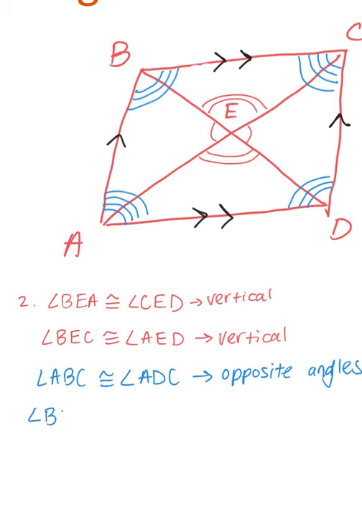Angle BCD is congruent to, you said BAD? Yeah. BAD. Awesome. Why, Teresa? Because they're opposite angles of a parallelogram. Beautiful. Can I go to the bathroom? Yep. Opposite angles of a parallelogram.